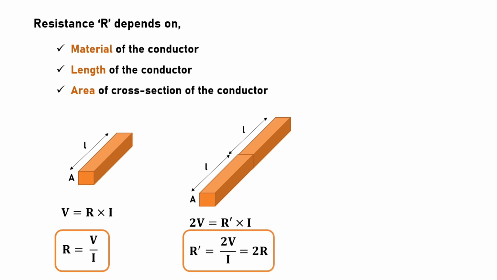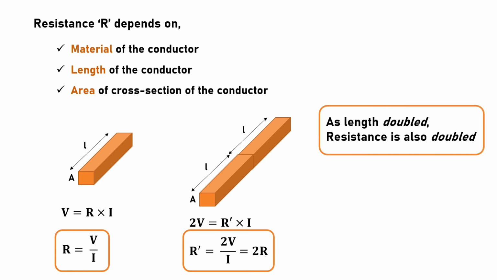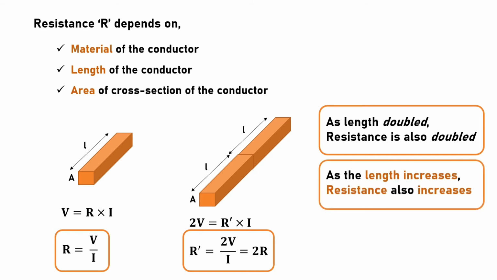We know that V by I equals R. Therefore, R dash equals 2 into R. By this, we can say that as the length is doubled, resistance is also doubled. Generally, as the length increases, resistance also increases. Mathematically it can be written as R is directly proportional to L, where L is the length of the conductor.